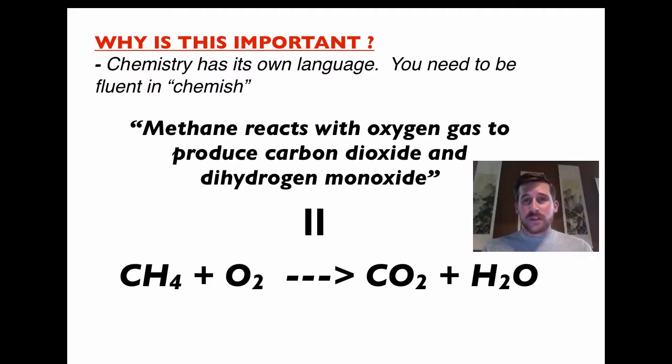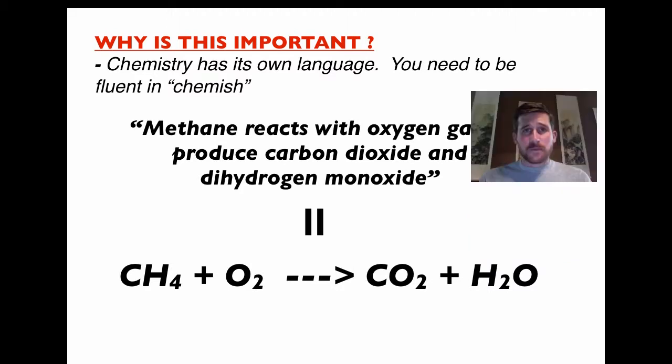So this is really important, guys. You need to know that chemistry has its own language. Okay, we need to be fluent in this language. We need to know how to take something like methane reacts with oxygen gas to produce carbon dioxide and dihydrogen monoxide, and know what they're talking about. We need to know that it's this equation here below. We need to know the symbols for those words. So we're going to talk about that today, and that's what this video is about.